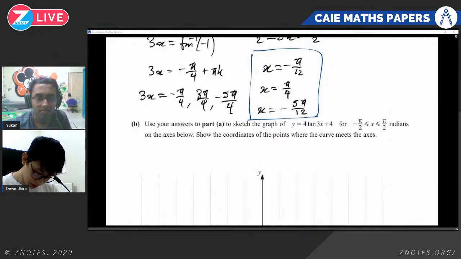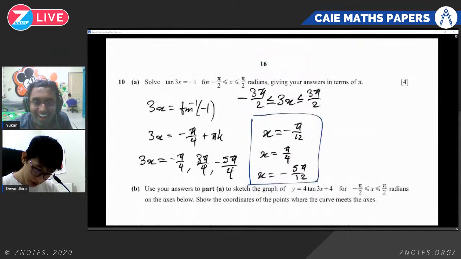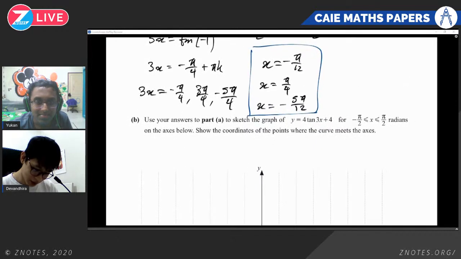Now use your answer in part A to sketch the graph of this expression in the same range as this. I think you can already see something here. On the axis below, show the coordinates of the points where the curve meets the axis. Okay.